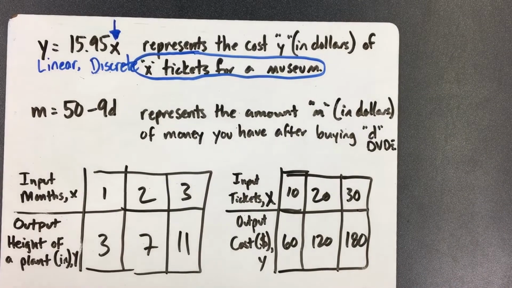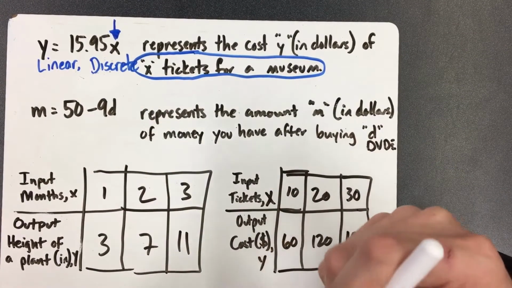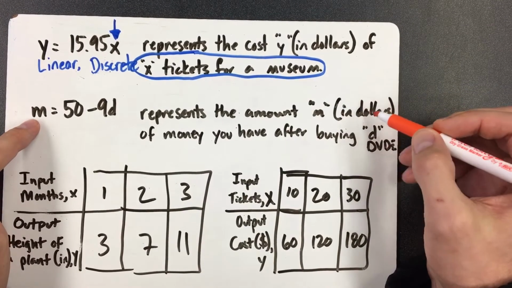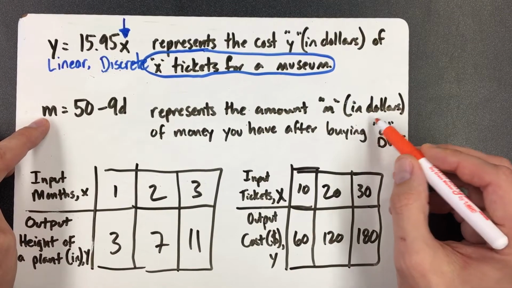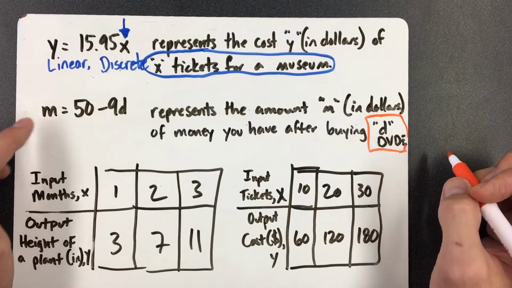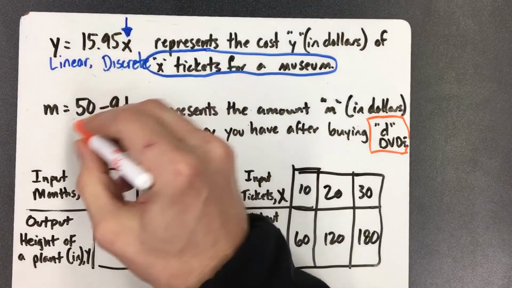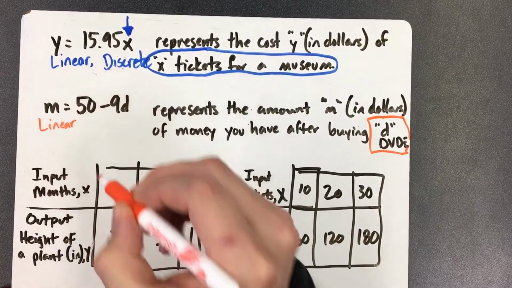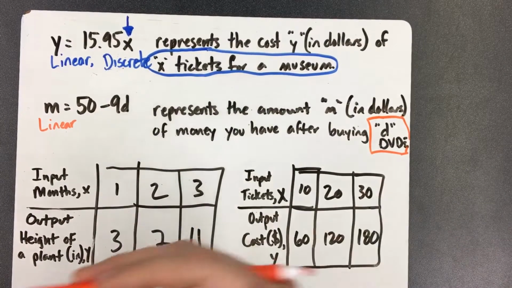The second situation, m equals 50 minus 9d. This represents the amount m of money, okay, M stands for money, the amount of money in dollars you have left over after buying D DVDs. Well, first of all, this is linear because it's in the y equals mx plus b form. I don't see any square roots. I don't see any exponents. I don't see any variables in the denominator or anything crazy.